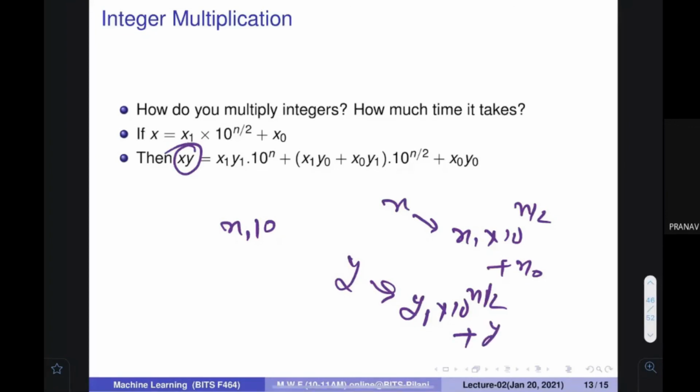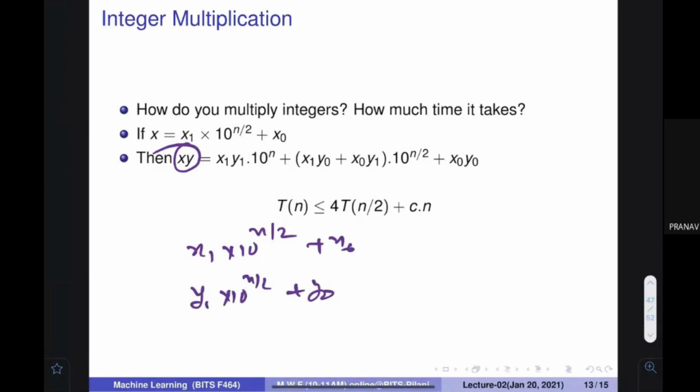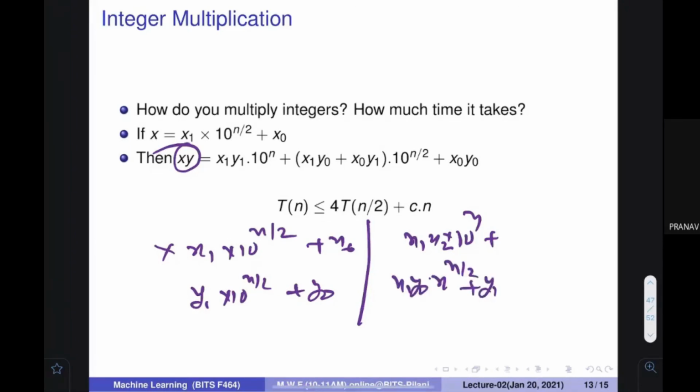Okay, two parts. If you want to find the multiplication, you can see that x1 into 10 to the power n by 2 plus x0, times y1 into 10 to the power n by 2 plus y0. The product of these two numbers is going to be x1 y1 into 10 to the power n, plus x1 y0 plus y1 x0 multiplied by 10 to the power n by 2, plus x0 y0. This is the answer.